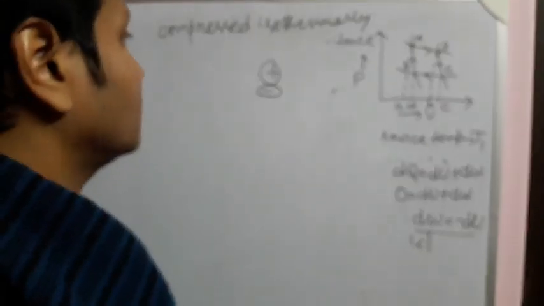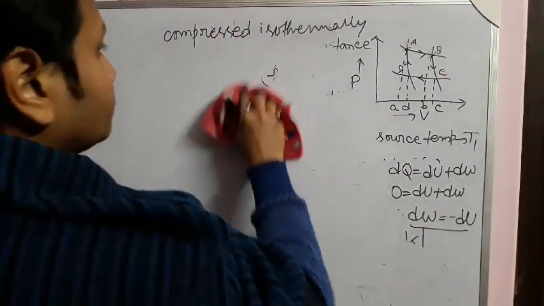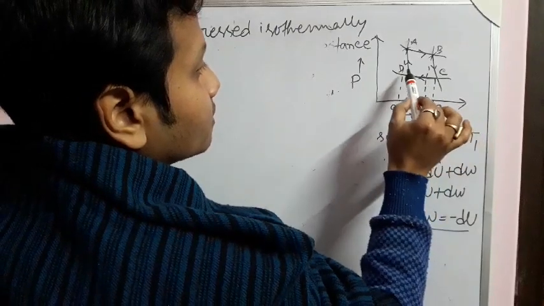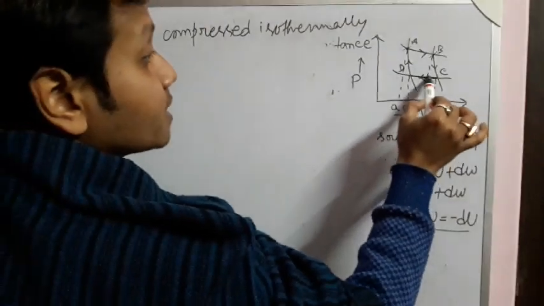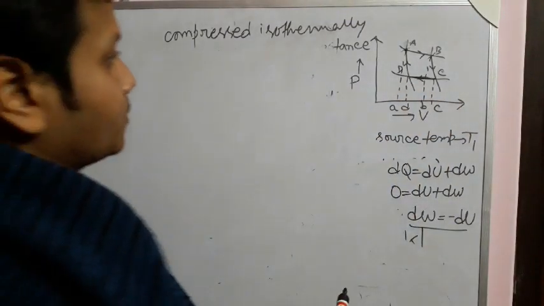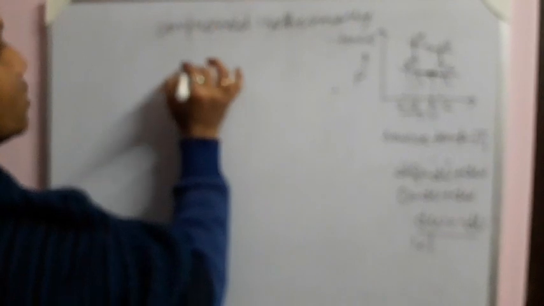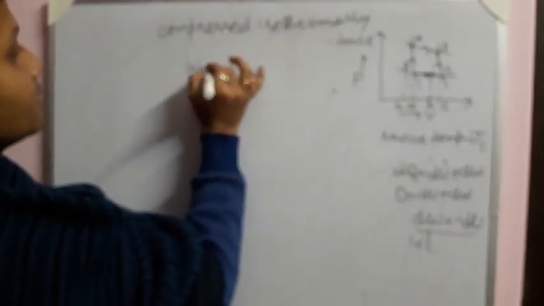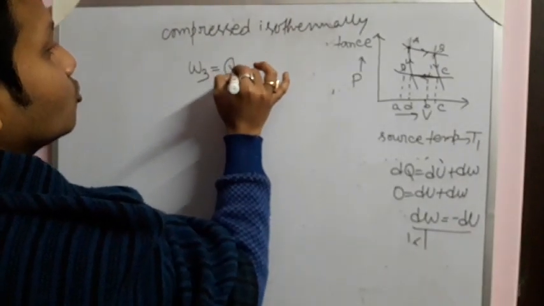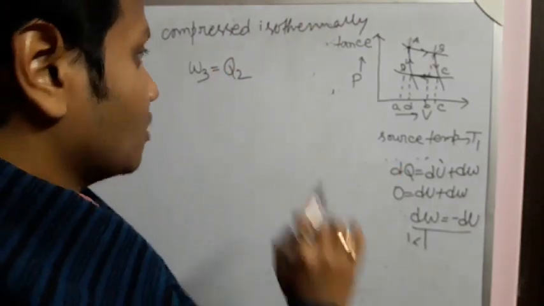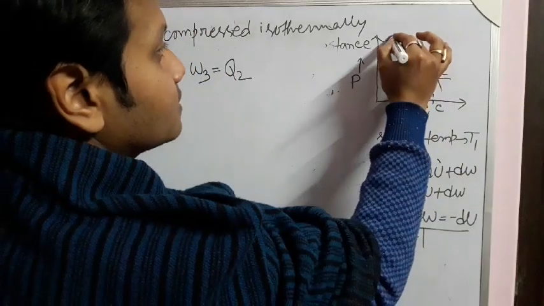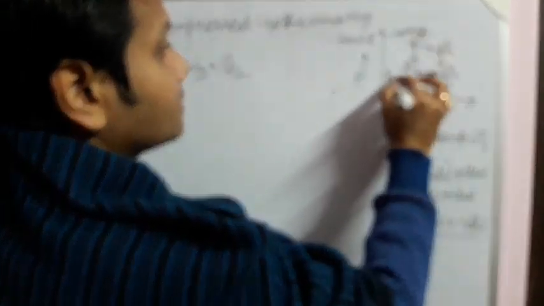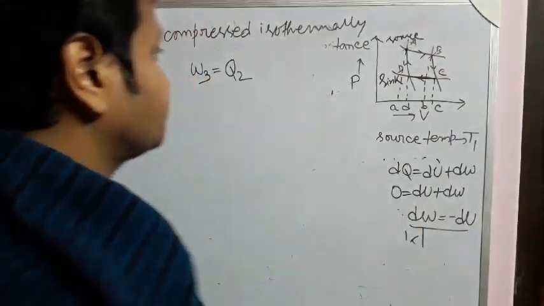Okay, remember this thing. So now remember, this is connected to the sink. That means along this line isothermal compression will take place, and what will be the work done on the gas during this process? This must be equal to Q2. That is, in isothermal compression the work done on the gas must be equal to the heat rejected to the sink, because this is a source and this is a sink. Okay, now you can check it.